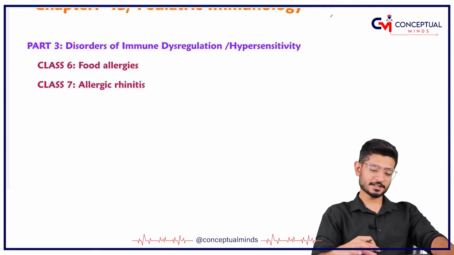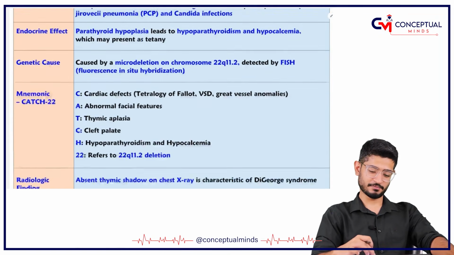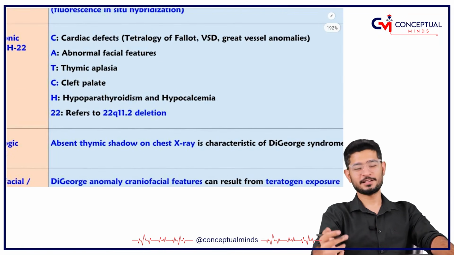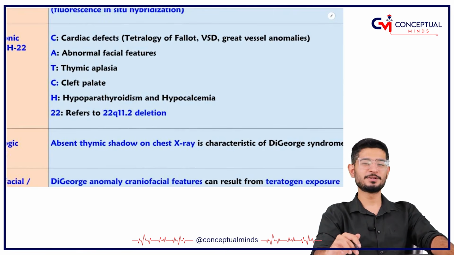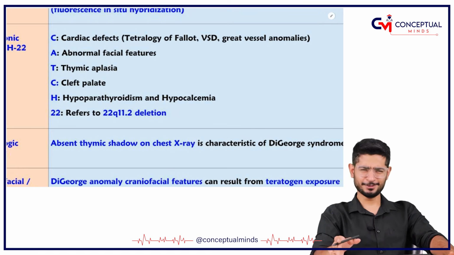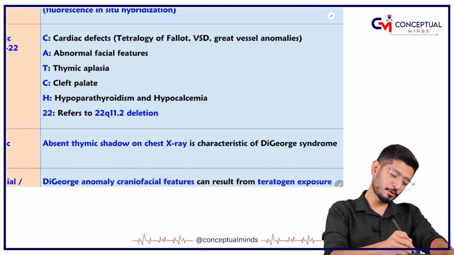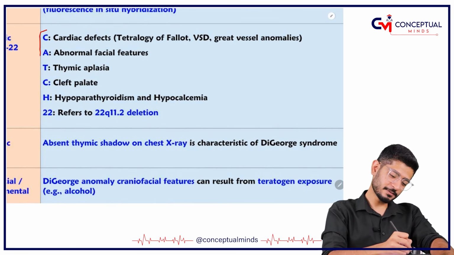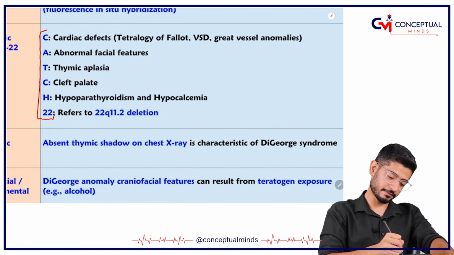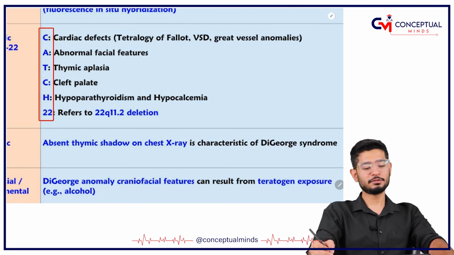So the topic of discussion for today is going to be DiGeorge Syndrome. Anybody, your batchmates, your seniors, your juniors, you ask anyone what is DiGeorge, they'll say catch 22. Catch 22 is the most famous, even more famous than Nora Fatehi herself. Catch 22 is the mnemonic to remember the features of DiGeorge syndrome.